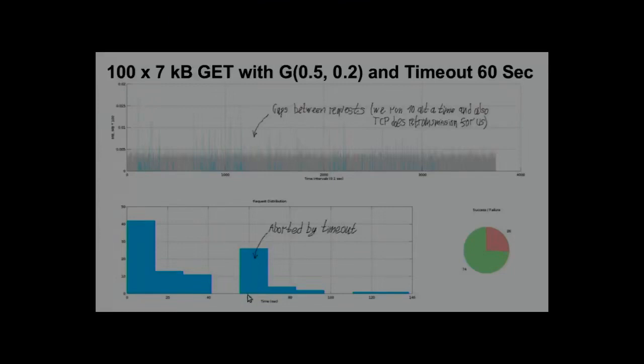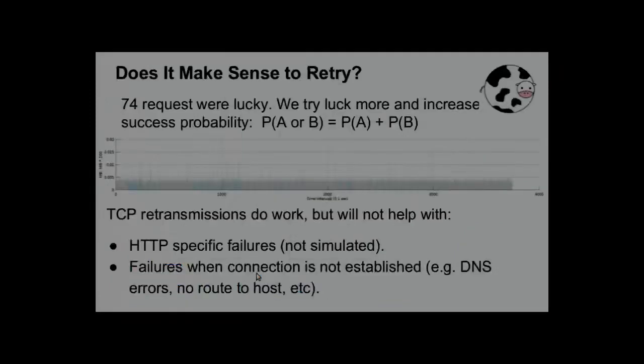And this is the histogram. You see that most of the requests, about 40 requests, took less than 20 seconds. And this is our timeout, 60 seconds, so those requests were aborted by the timeout. You see it's like 20-something requests at 60 seconds. So cool, we see the timeout is working, because that's exactly what I expect, 60.